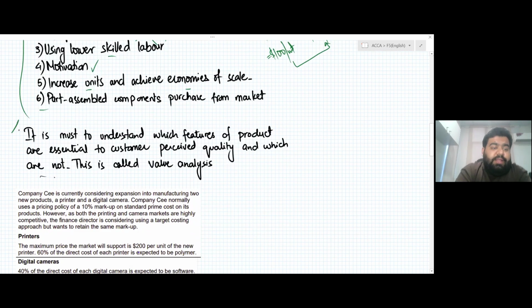Okay. So this line is very important. It is a must to understand which features of the product are essential to customer perceived quality and which are not. It's very important that when you are making the product, you do a proper analysis of whether this feature is important for the customer or not. If it's not important, if it's not effective for the customer, leave that. Why are you incurring cost on something that's not adding value in the customer's life? So obviously ignore that. Just focus on the part that is adding value in the customer's life.